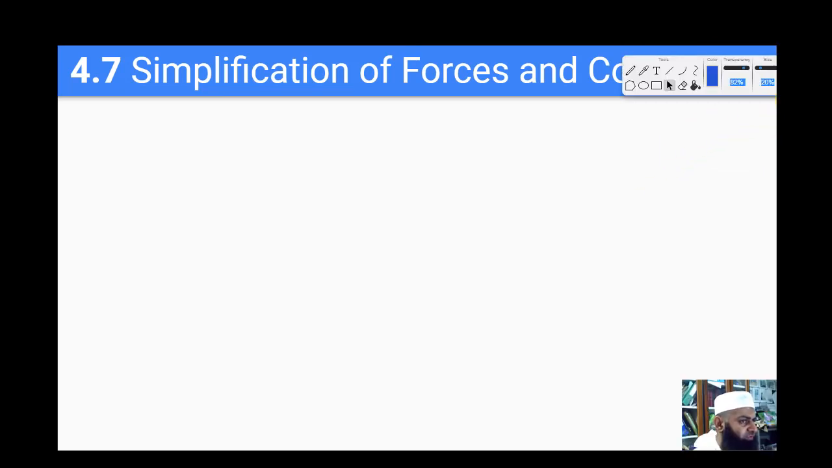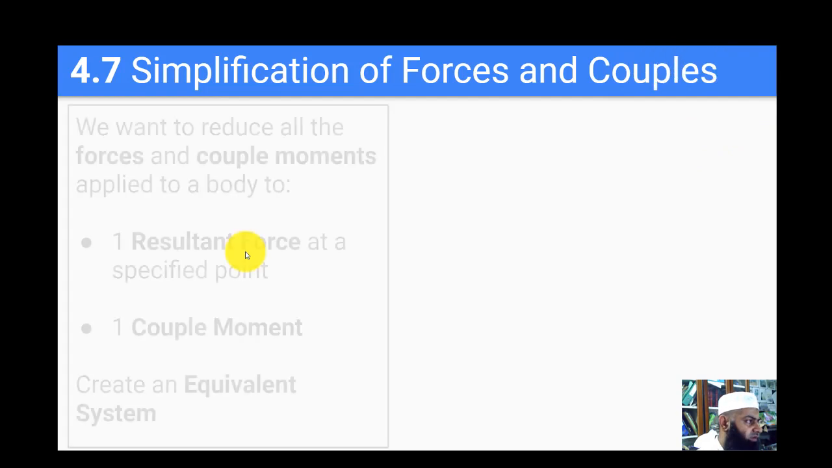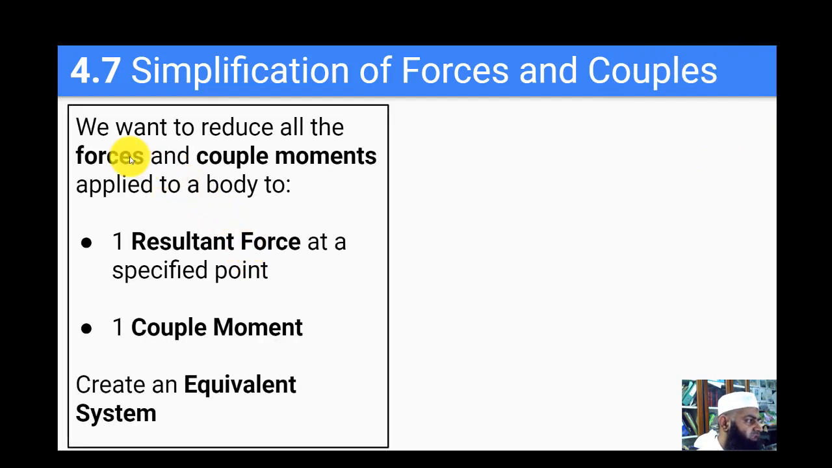So what is the basic idea for force system resultants? We want to reduce all the forces and couple moments applied to a body. Anytime we have a rigid body which has many forces acting on it, we want to convert all of them and represent them in the form of a single resultant force acting at a specific point, and we want to reduce all the couple moments into a single couple moment, and this is what we call creating an equivalent system.